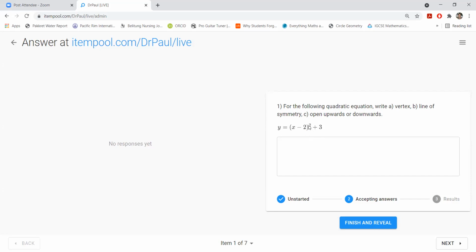Okay, do that one there. So go to the item pool address here at the top, itempool.com. Do that in your phone if you like. All right, try that.